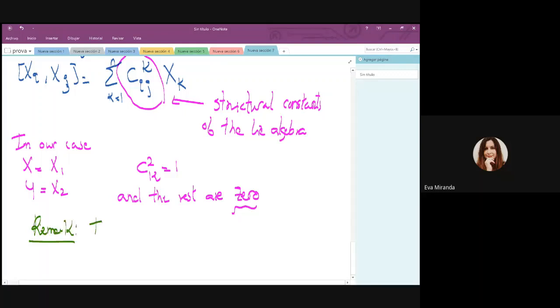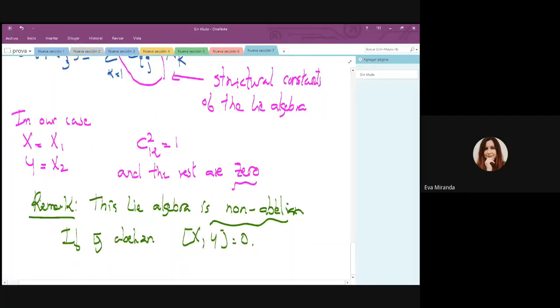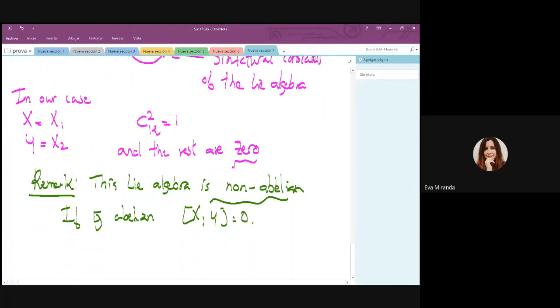This Lie algebra is non-abelian. How do I know it? Because if it was abelian, then all the brackets would always be 0 for any couple of elements. So this is a non-abelian Lie algebra. Okay, so that's the exercise.